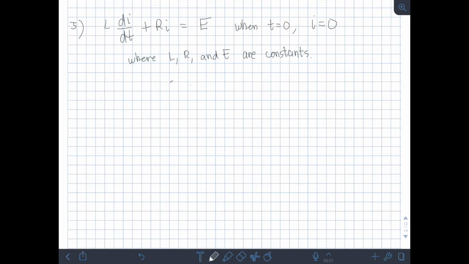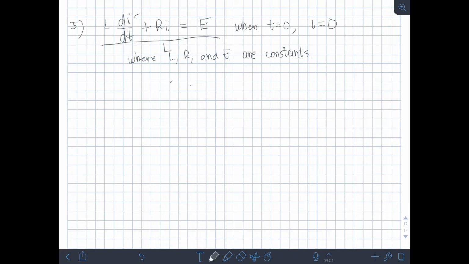So, transform muna natin itong differential equation natin into linear 1. So, obviously, linear na siya. Ang gagawin lang natin ay i-divide natin both sides by L para walang numerical coefficient yung di over dt natin. So, parang yung I natin dito yung dependent variable tapos yung t yung independent variable. Actually, ito ay parang RL circuit eh. Ito ay differential equation for RL circuit. So, ito yung derived equation doon.